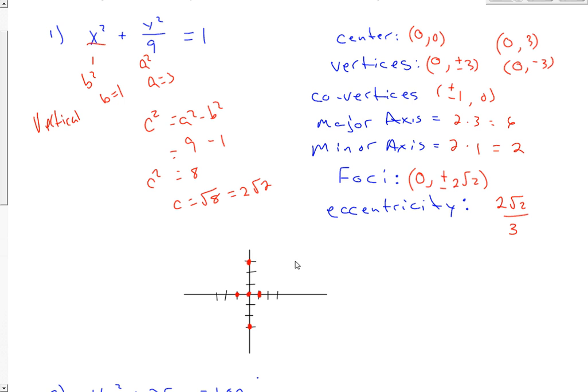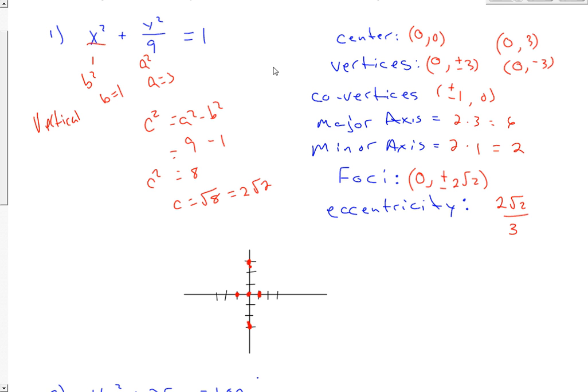And the major axis is just the length from top to bottom. The minor is just the length from side to side. As you can see, it's 6 and 2. And the foci, 2 times the square root of 2 is around 2.8, 2.9. So that's just going to be in here. So we're really close up to the vertices up here and down here.